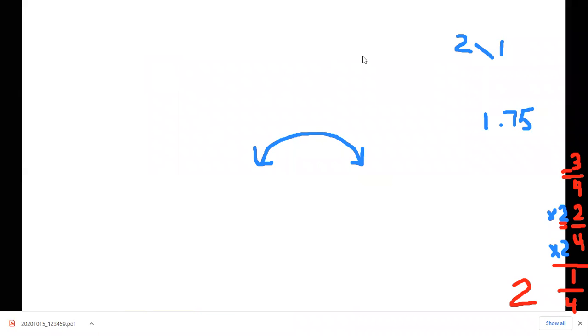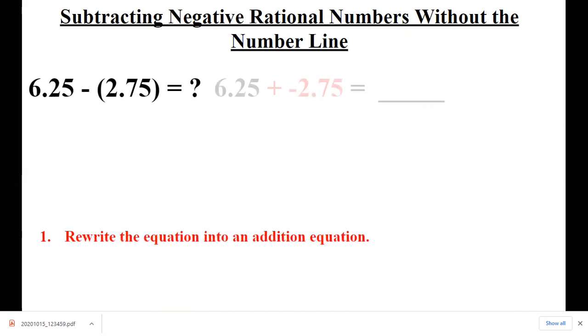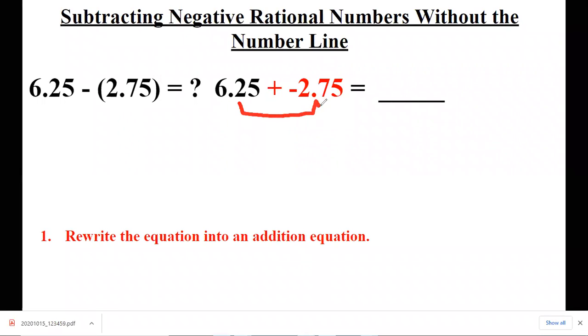Let's clear this. Okay, try some more. You should pause the video and try this one and then see if you got it right. 6.25 minus 2.75. Rewrite it as addition. 6.25 plus negative 2.75. Now we have opposite signs that we're adding together, so we're really subtracting. Don't forget to put the 6.25 on the top of the equation.